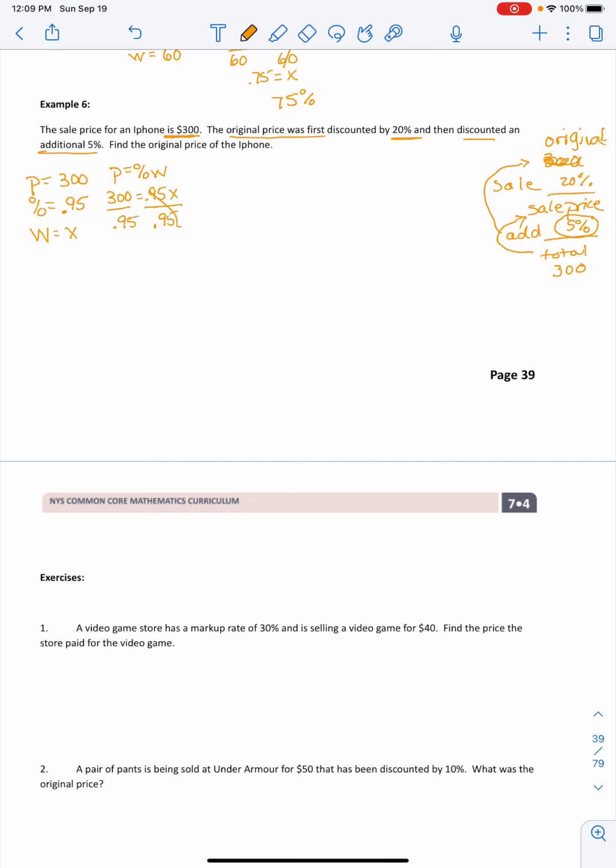When we do that, our X is going to be 315.7894737. So to round that, because it's dollars and cents, it's going to be $315.79.